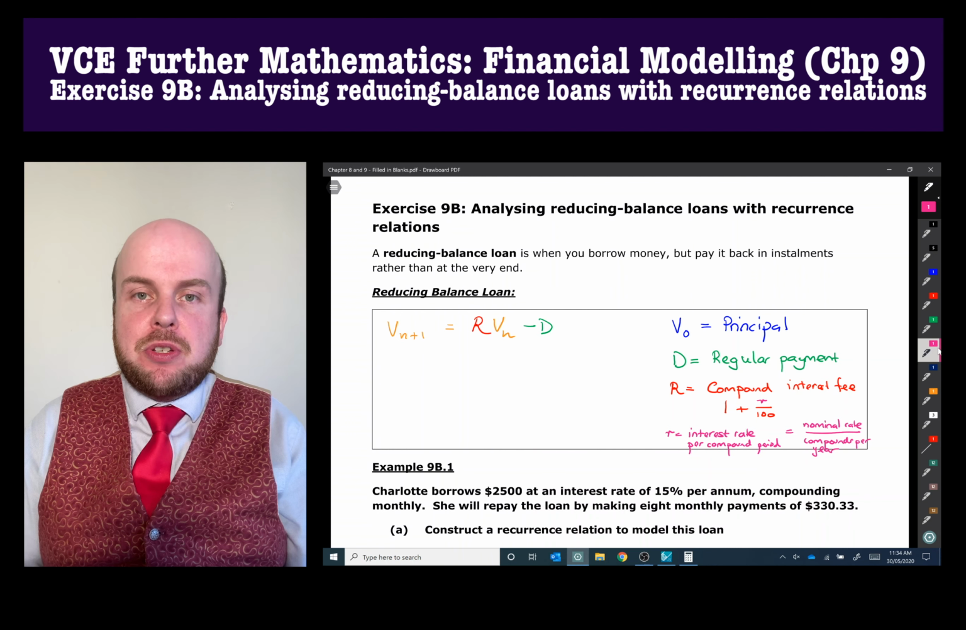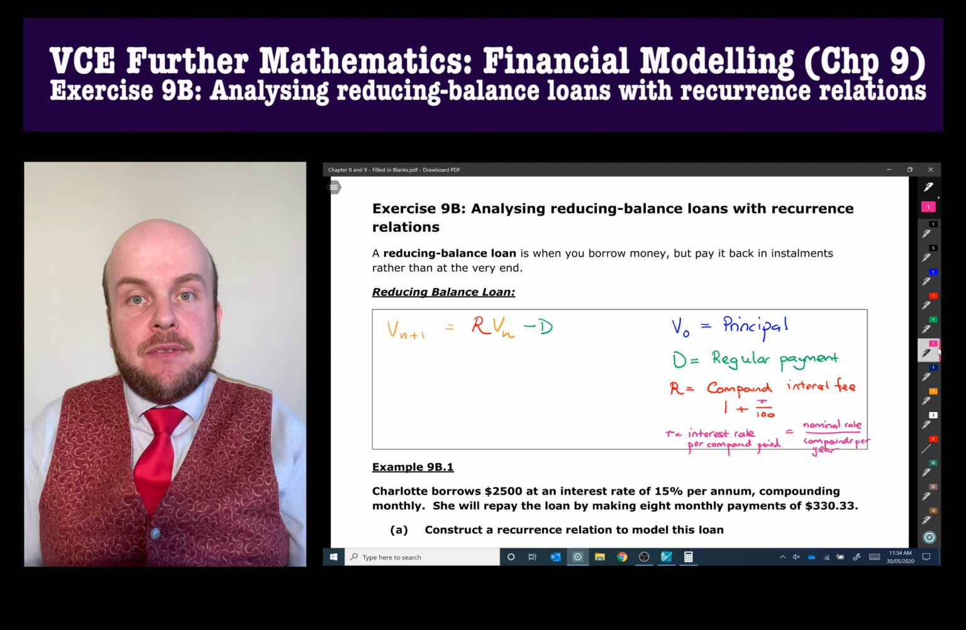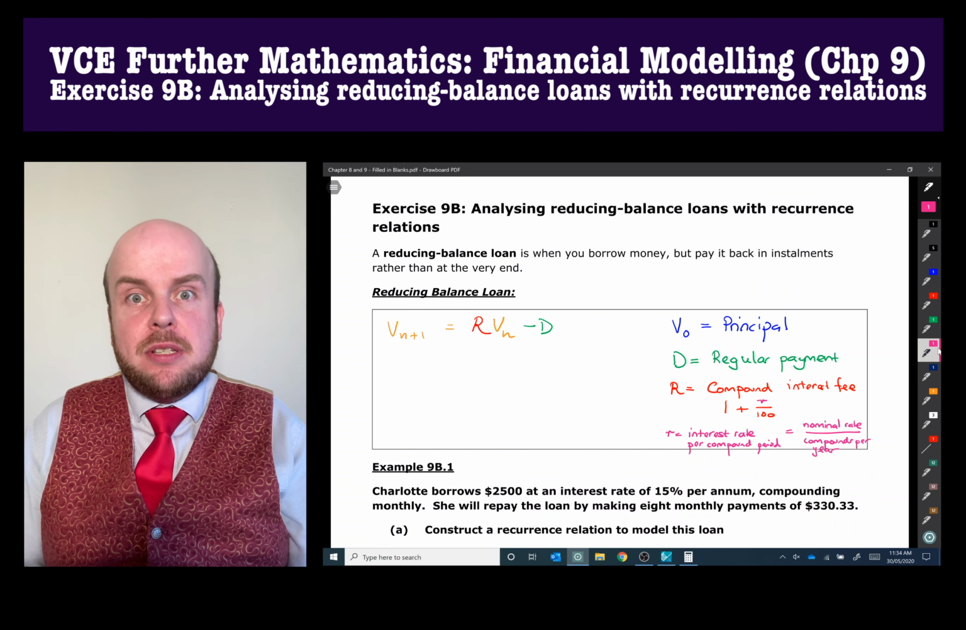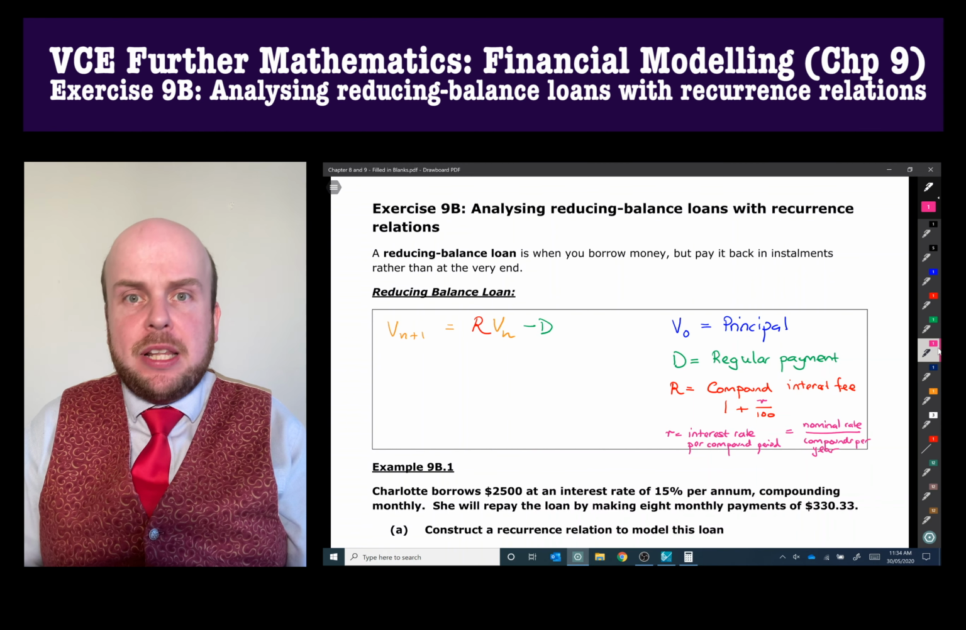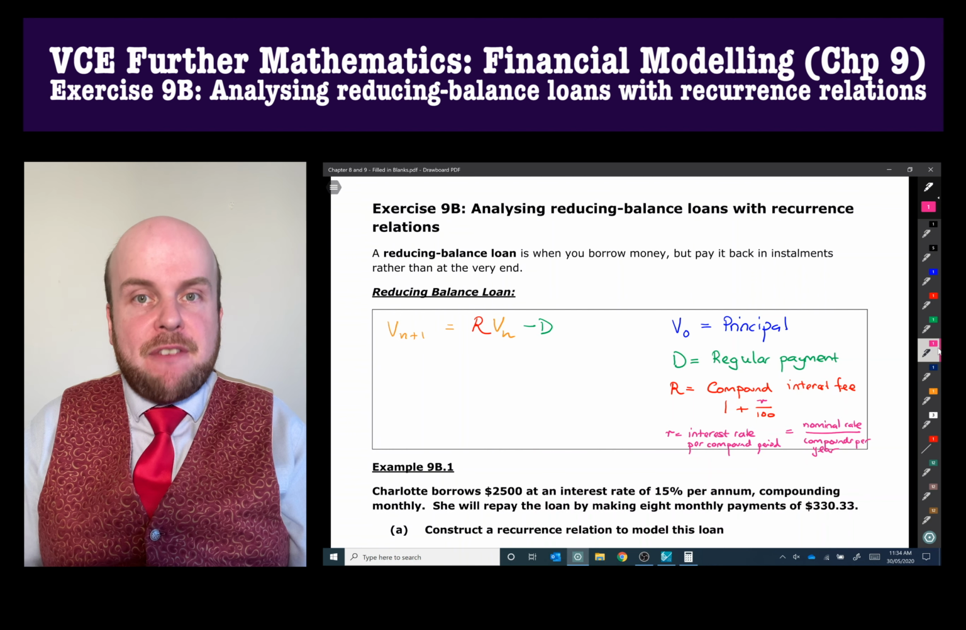For example, if the question suggests that the compounding is occurring monthly, then we need to divide that rate by 12. If we need to divide it into quarters, we need to divide it by 4, so it's a quarterly compounding. If it's compounding weekly, then we'll need to divide it by 52.